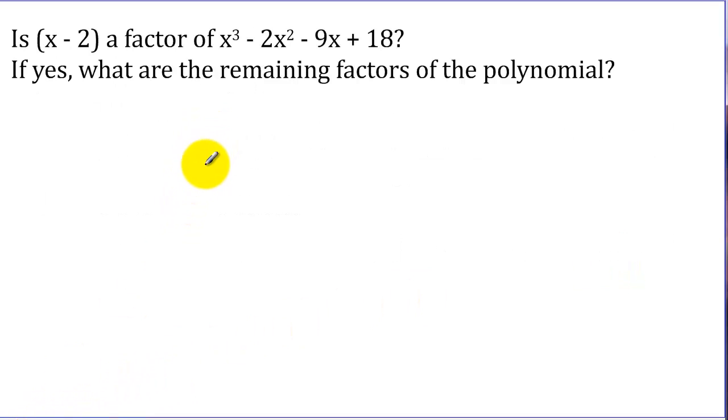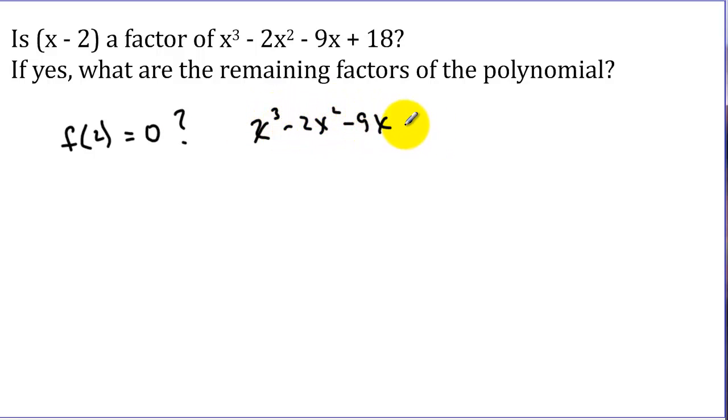So let's tie this together, our synthetic division and those theorems. We're trying to find, is x minus 2 a factor of this polynomial? For that to be the case, f of 2, which is our k, has to equal 0. To find that out, we can divide x cubed minus 2x squared minus 9x plus 18 by x minus 2 and see if my remainder is 0. This is a linear factor, so we can use our synthetic division.